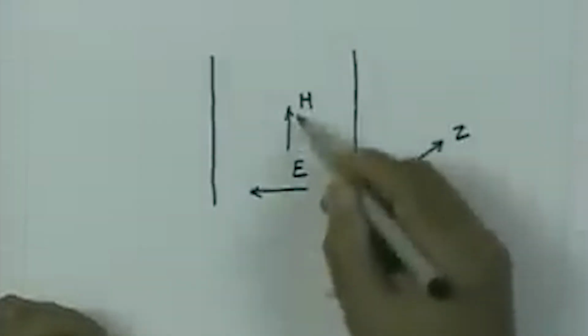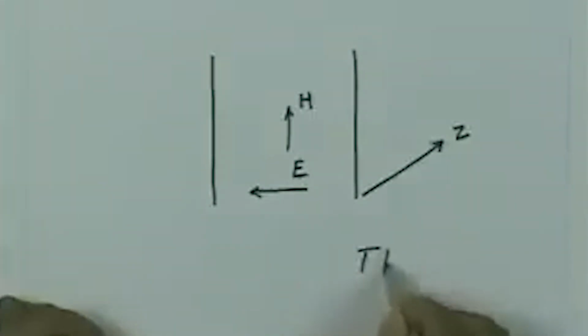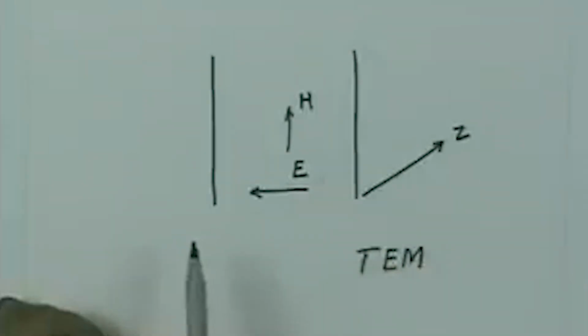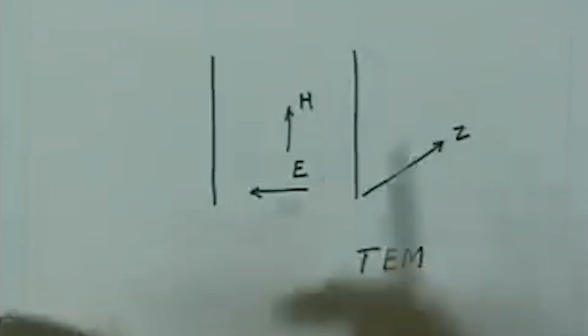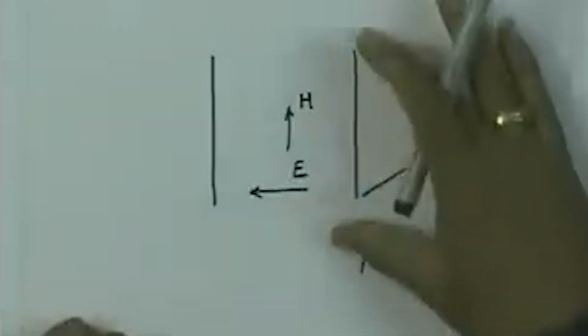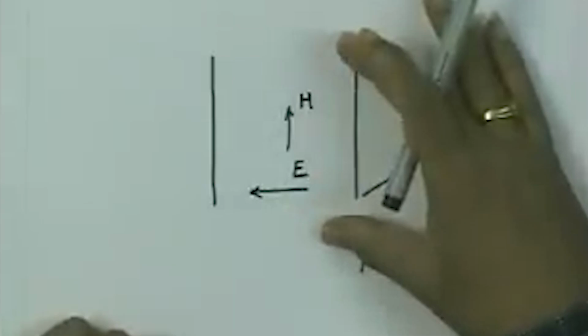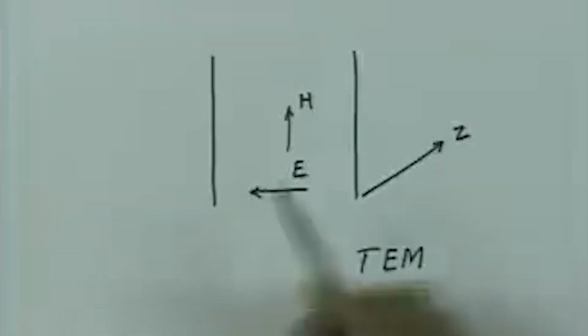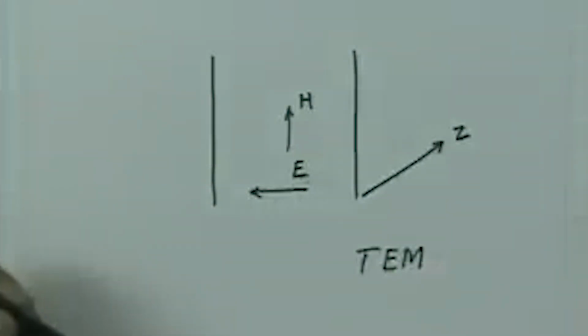So, this mode, which was the transverse electromagnetic mode, was existing inside, and now one can ask a question: if this was the limiting case of the rectangular waveguide, how come this mode exists in this, but when we take a rectangular waveguide this mode does not exist?